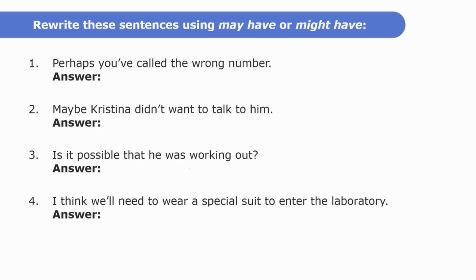Number 1, perhaps you've called the wrong number. To change this sentence, it's really easy. You first take the subject from the original sentence, which is you. So you, and then you choose either may or might. I'm going to say may, and then have. The past participle of the verb in the original sentence, call, is called. So perhaps you've called the wrong number becomes you may have called the wrong number.